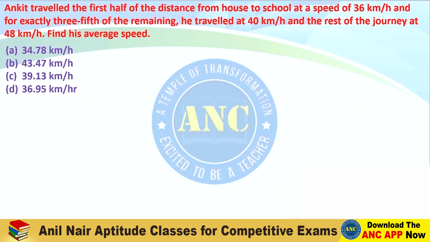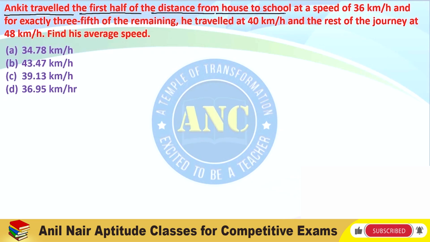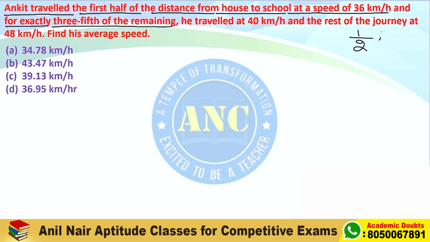Next question. Ankit traveled the first half of the distance from house to school at a speed of 36 kilometers per hour. Now, half of the distance, which is 1 by 2. And for exactly 3/5 of the remaining, 3 by 5 is given in the question. Now, what I will do is, there is a denominator 2 which I should cancel out.